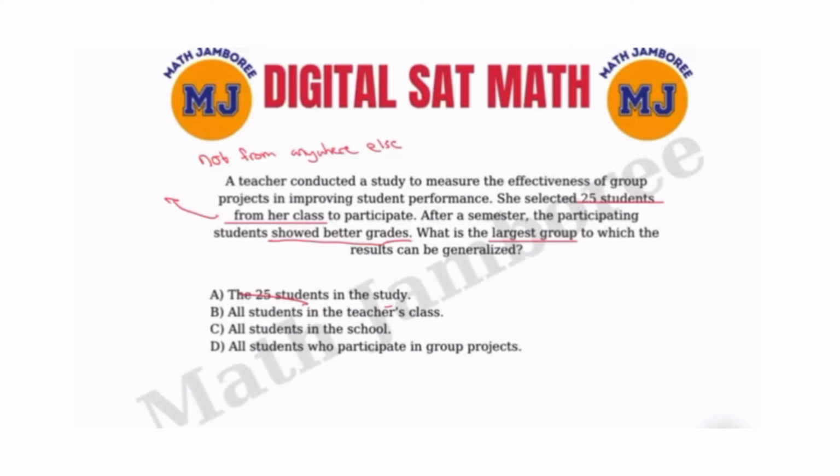C says all students in the school. As I said, they only said from her class, not a school or something, so only focus on her class. And then this says all students who participate in group projects. That is too little evidence, we cannot know that, it is too broad, so these are also eliminated, so the only reasonable choice is B.